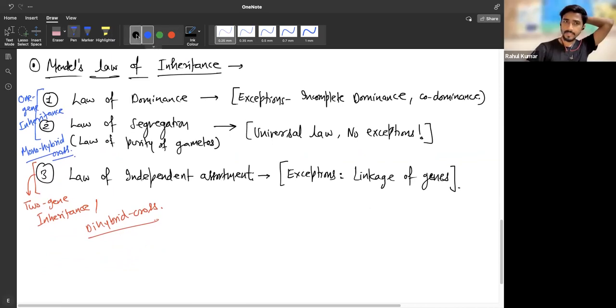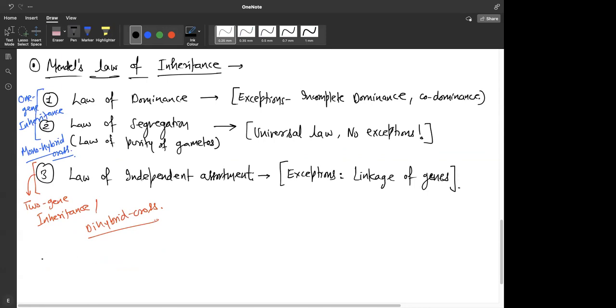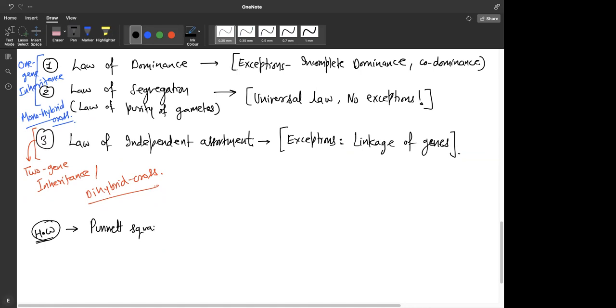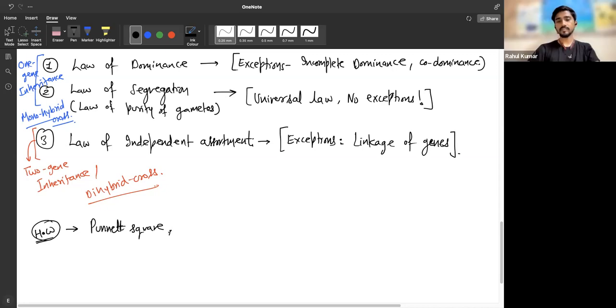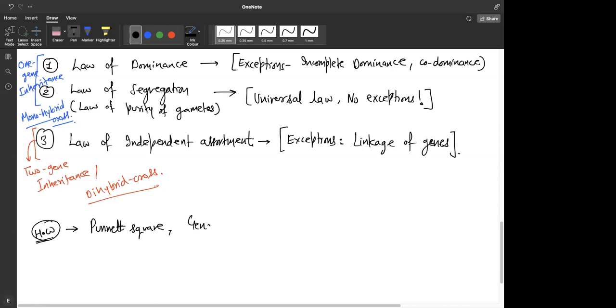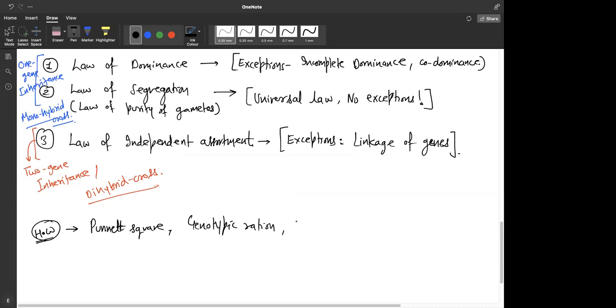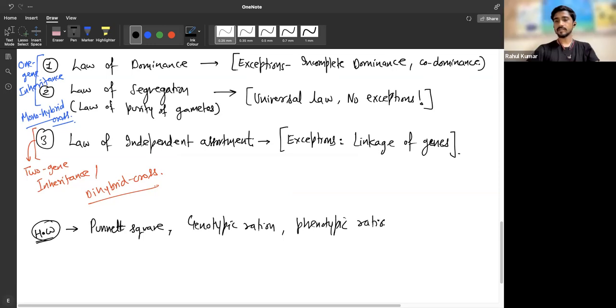And one more thing, I'm giving you this as homework. You have to go and read these laws. And as part of homework, you also have to read and study what a Punnett square is. We have done that in 9th or 10th, so you just have to revise what a Punnett square is. And two more things you have to revise: the genotypic ratio and phenotypic ratio. This will make your foundation for the next class and we will be able to proceed faster. So this is your homework.